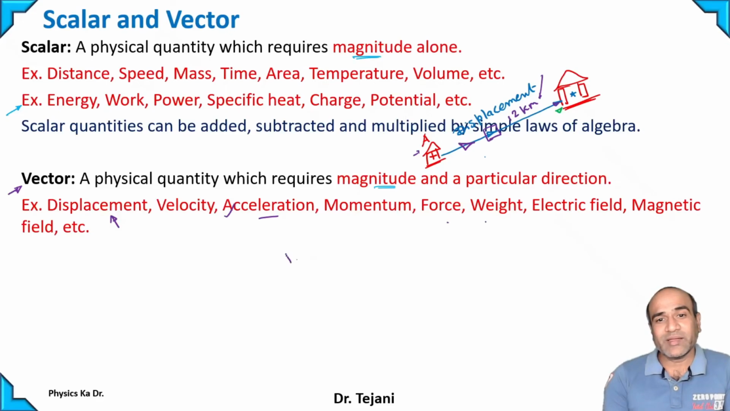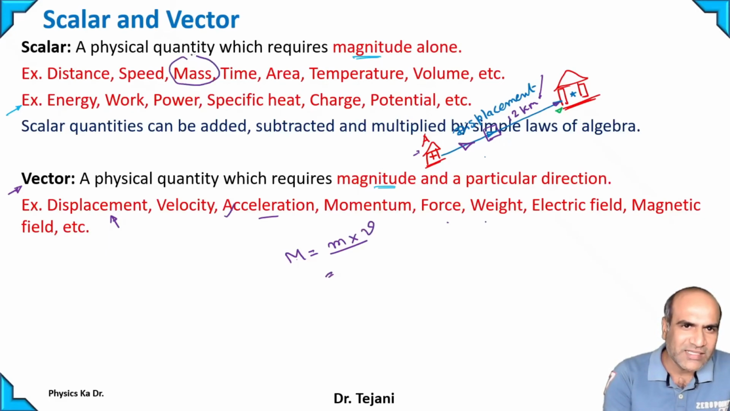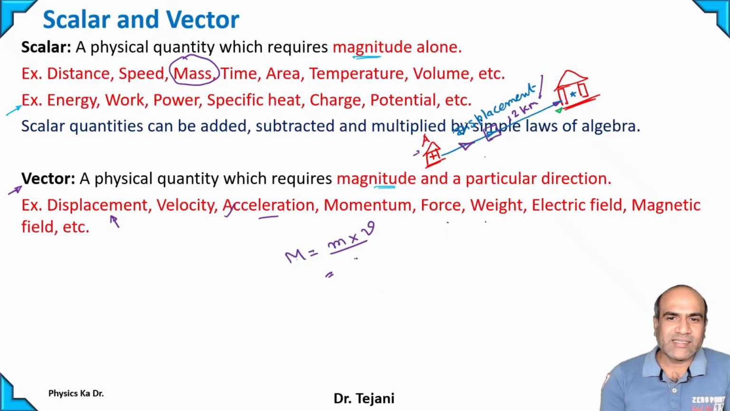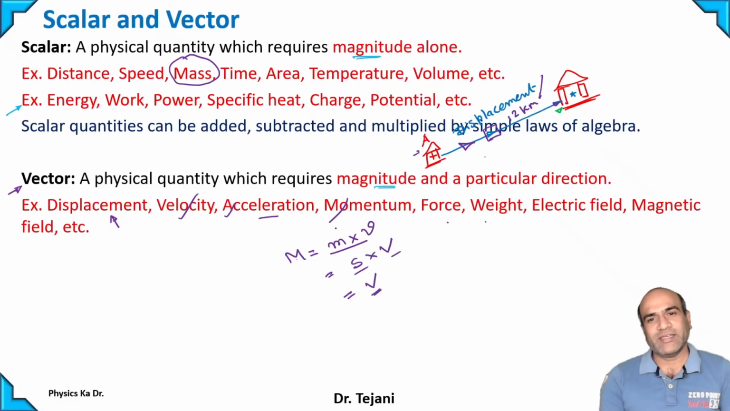The next is momentum. What is momentum? Momentum is equal to mass multiplied by velocity. Mass, we have seen, is a scalar quantity, and the velocity we already proved is a vector quantity. So vector multiplied by scalar gives us a vector quantity. That's where momentum becomes a vector quantity.